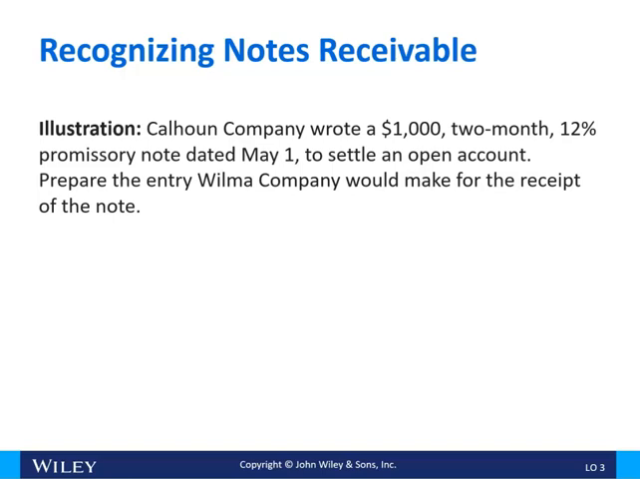So the company wrote a note to us. They promised to pay us $1,000 in 2 months. They're going to pay us 12% interest in addition to what that is. They're doing it to settle an open account, which means that we had an accounts receivable from Calhoun for $1,000. They wanted some extra time to pay it, and they just said they would pay interest to us for that, so we agreed to it. So we reduce our accounts receivable with the credit, and we set up notes receivable.